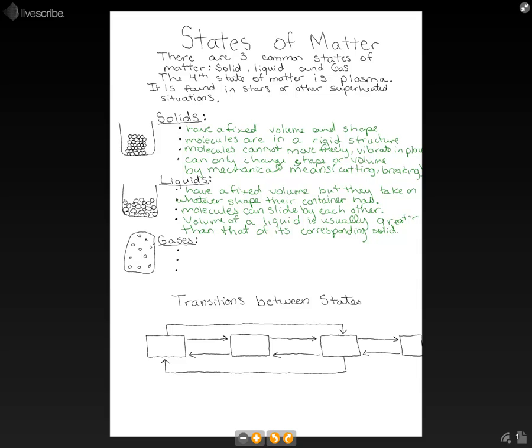Now we have gases. Gases have no fixed volume or shape. They're going to fit to the shape and volume of their container. And they can be compressible.